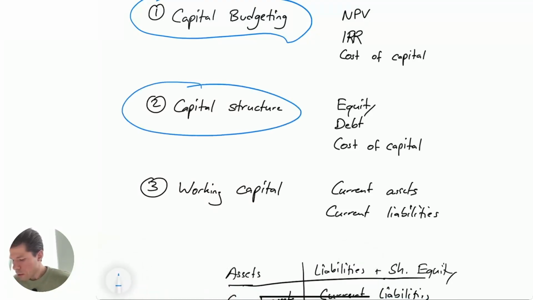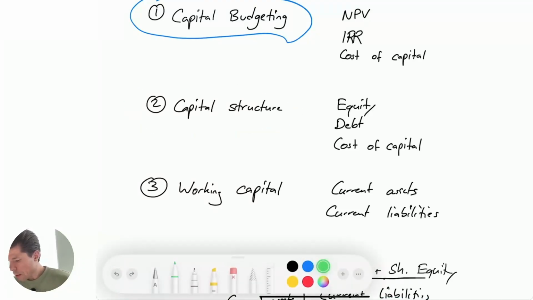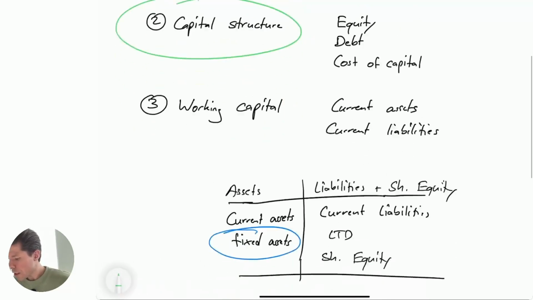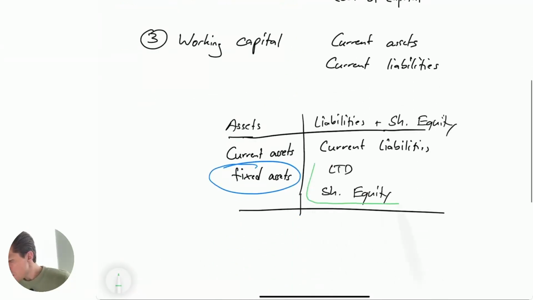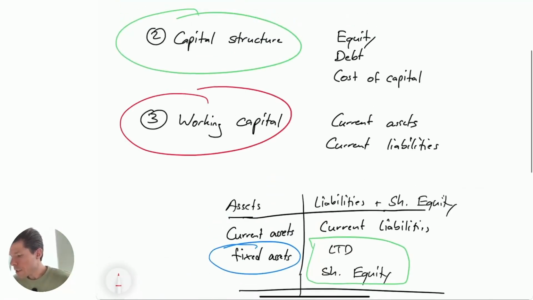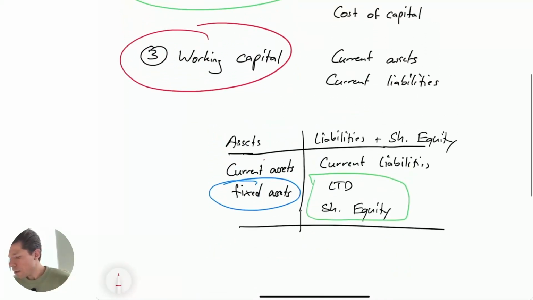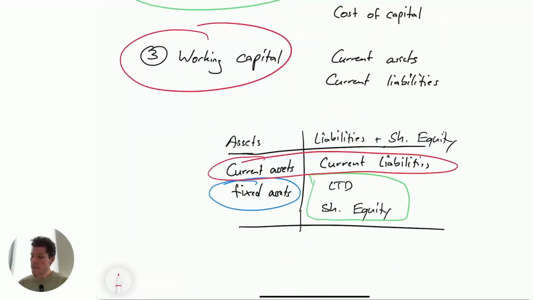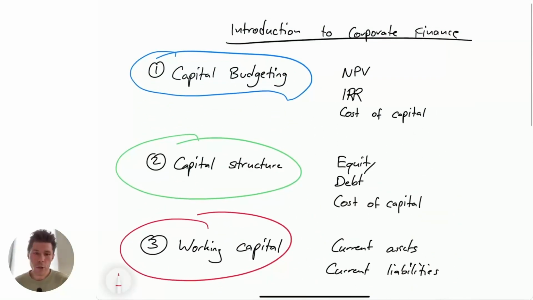Capital structure is all about this mix of long-term debt and shareholders' equity. And then, as you can guess, working capital is all about current assets and current liabilities. So this is how we can look at corporate finance.